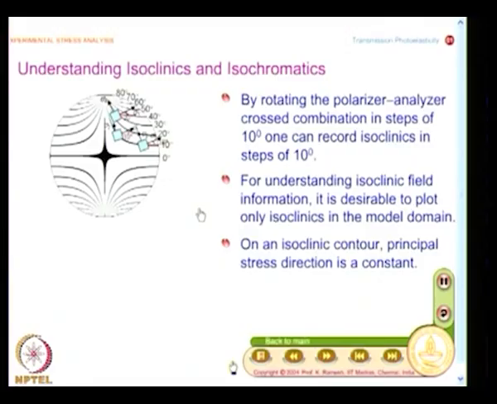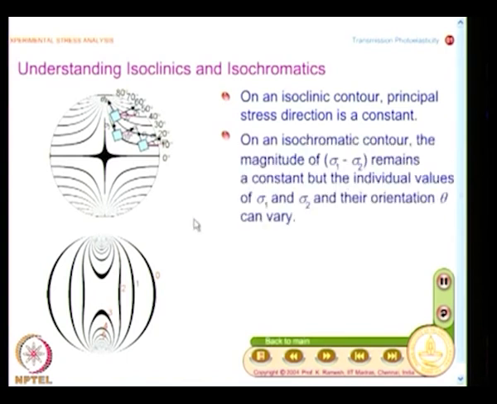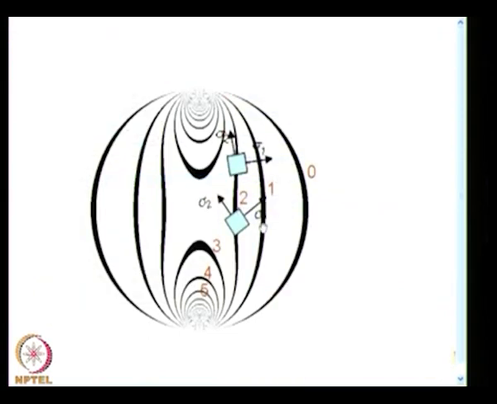And we will look at what are isochromatics. We have looked at what are isoclinics, now we will look at isochromatics. These are the isochromatics, and what you have here is that the direction may be different, but the difference of sigma 1 minus sigma 2 will remain the same on an isochromatic contour. That is the only difference. Direction will not remain the same here, direction will keep changing from point to point, but the difference of sigma 1 minus sigma 2 will remain the same.